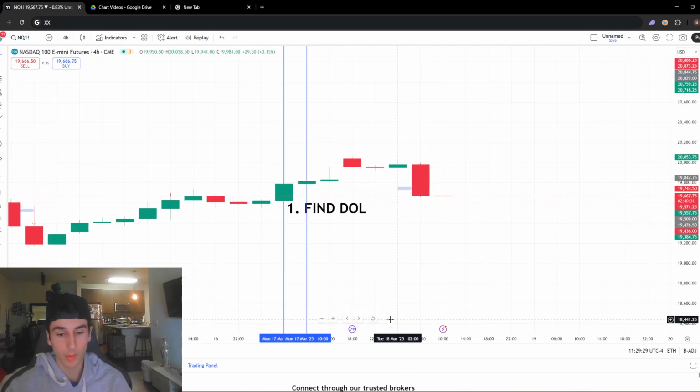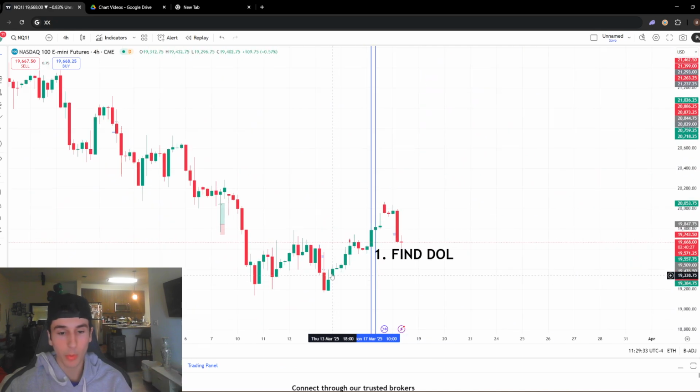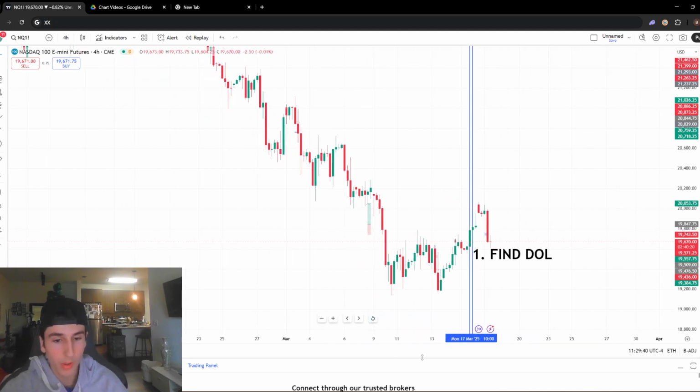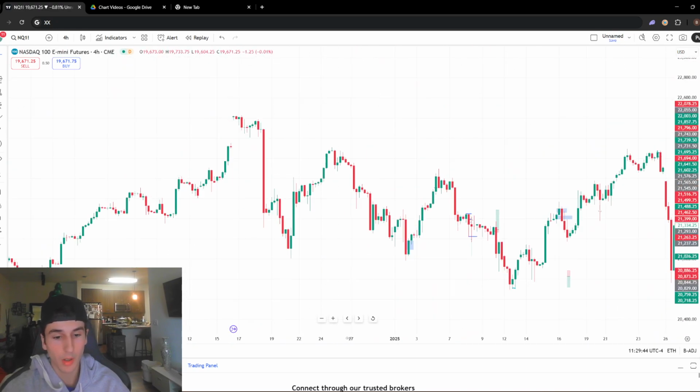The first thing I'm looking for is direction in the market. So where's the market going on the 4-hour? As we know, we were currently trending upwards on the 4-hour. But if we just zoom out a little more, we know that we were literally just crashing. So we've been crashing since literally like December.